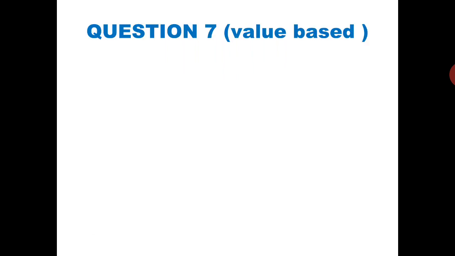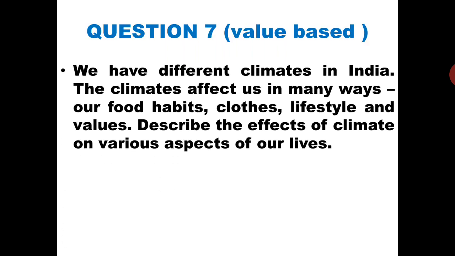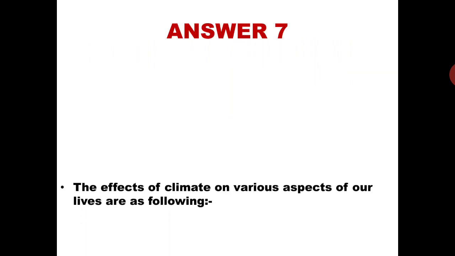Now question 7 is a value based question. We have different climates in India. The climates affect us in many ways: our food habits, clothes, lifestyle and values, isn't it? Describe the effects of climate on various aspects of life. So what we have to do, students? We have to describe the effect of climate on various aspects of our lives. So let's see what the answer is.